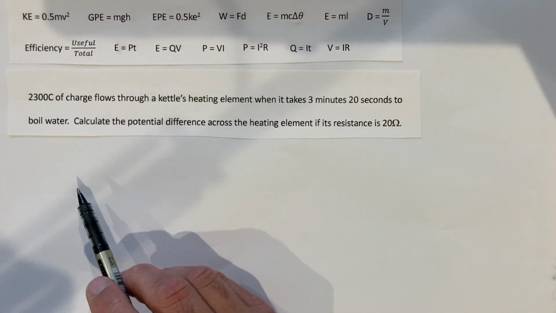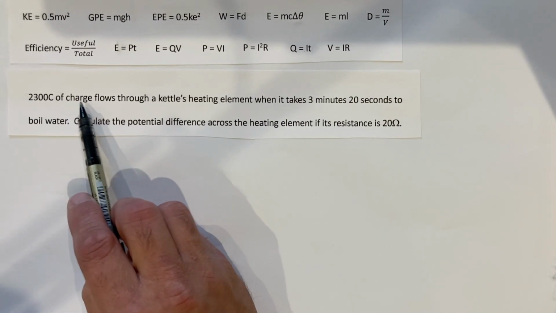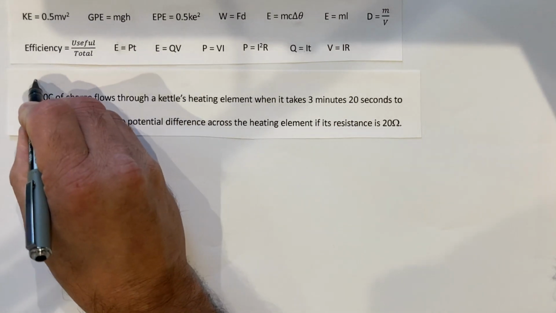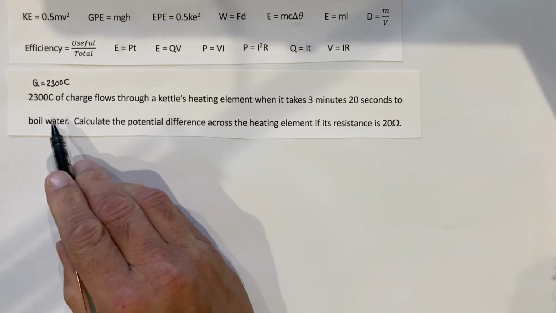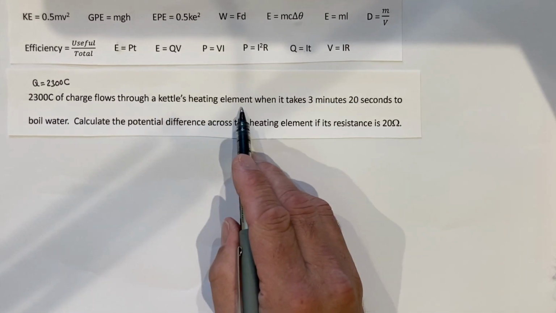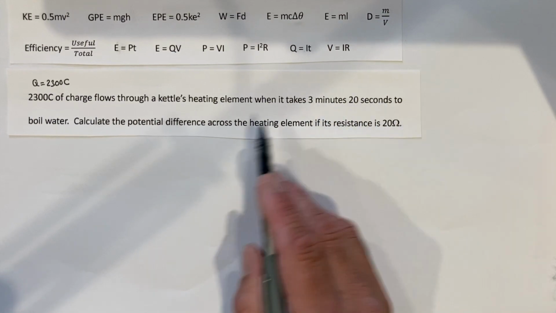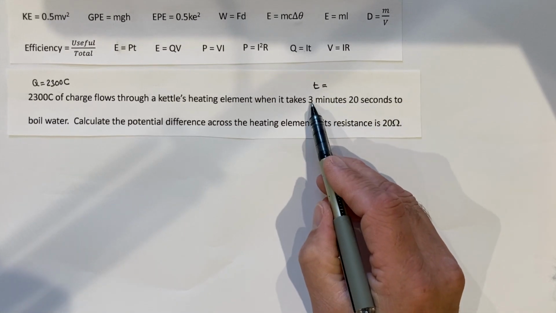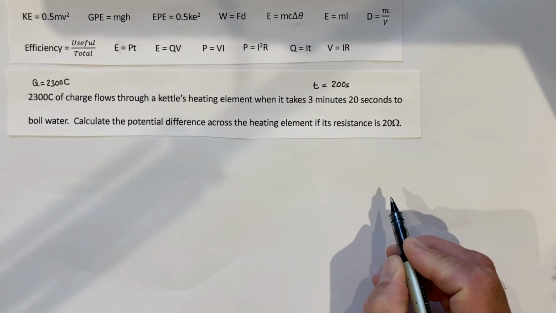So the third question, it says 2,300 coulombs of charge. Charge is given the symbol Q. So I'm going to write Q equals 2300 coulombs of charge flows through a kettle's heating element when it takes 3 minutes 20 seconds to boil water. So I've got to change that into seconds. 3 minutes is 180 seconds plus 20 is 200 seconds.